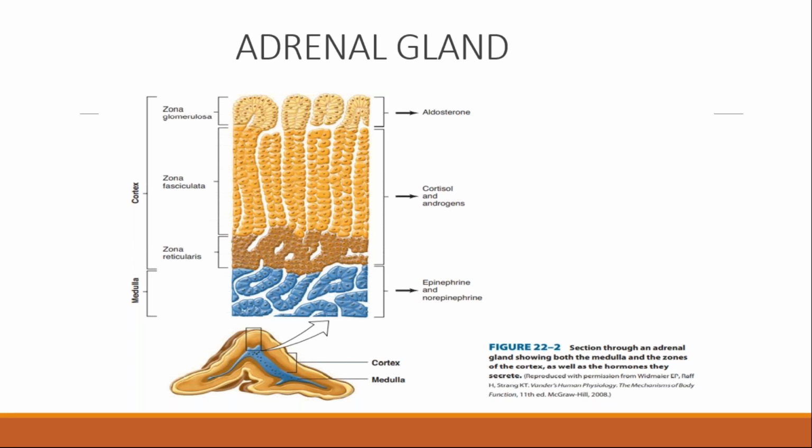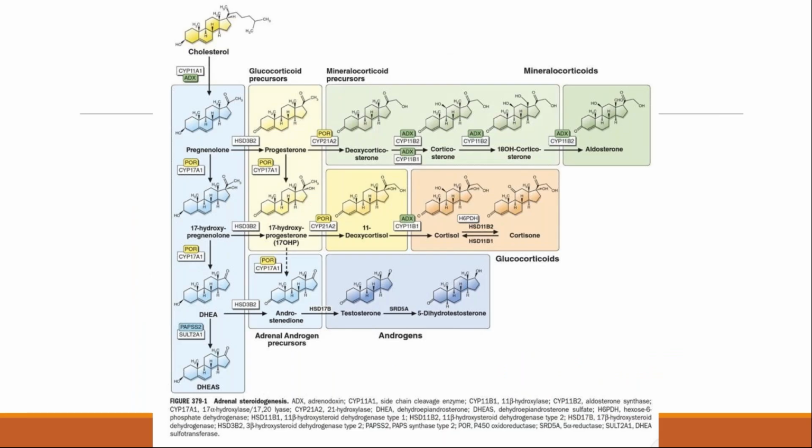Coming to the adrenal gland, this is the section where the adrenal gland shows both medulla and cortex. The cortex contains three zones: zona glomerulosa, fasciculata and reticularis. Basically you all know, aldosterone is released by glomerulosa, cortisol by fasciculata, and androgens by reticularis. The medulla is wholly responsible for epinephrine and norepinephrine.